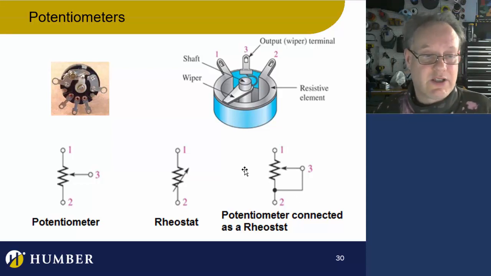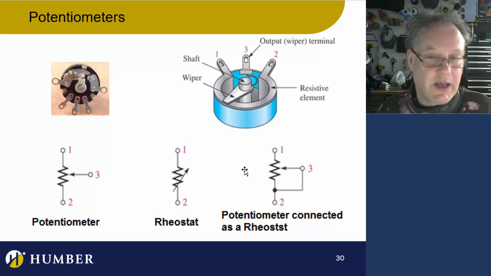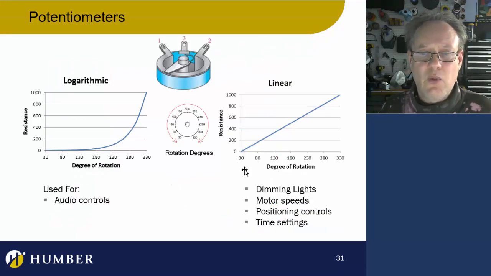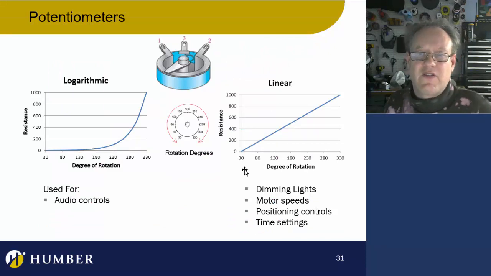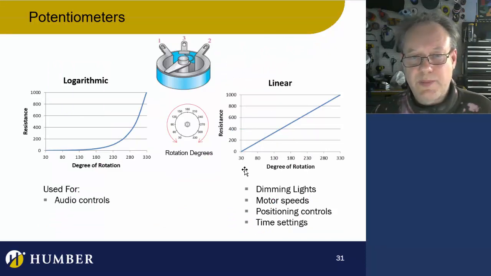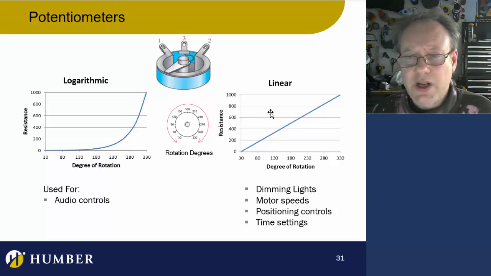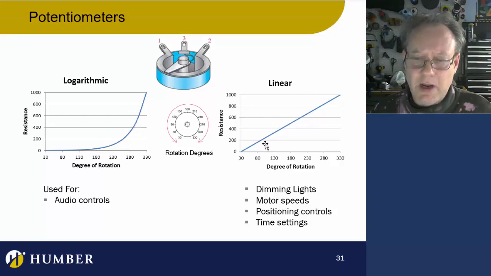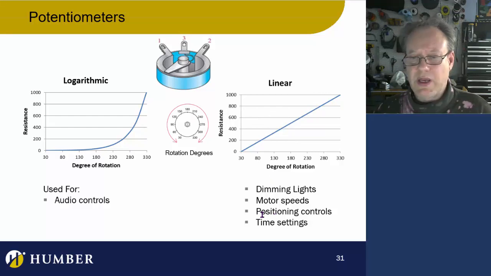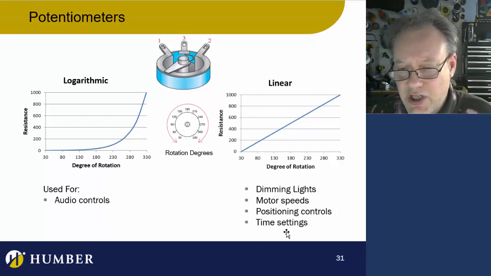So the only thing I want to do, just before we let you go, is talk about a control discussion. I just want to say that we have two different kinds of these variable resistors called potentiometers. One is logarithmic, and the other is linear. We're going to use linear in control systems much more. We're going to dim lights, control motor speed, and a lot of other things, position controlling and time settings for sure.